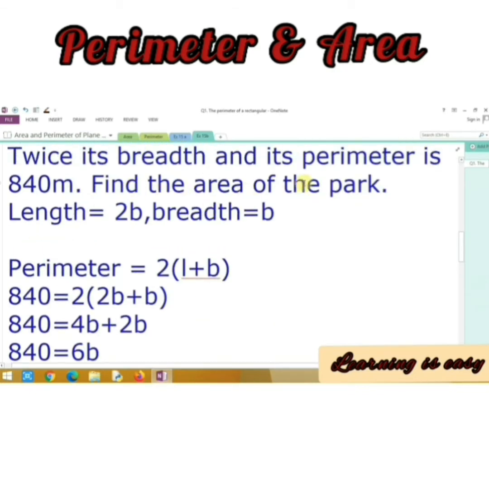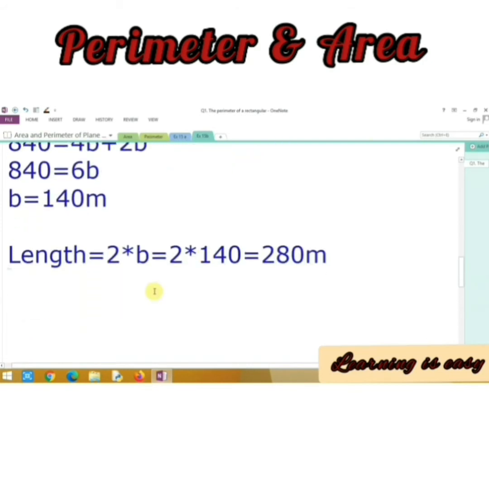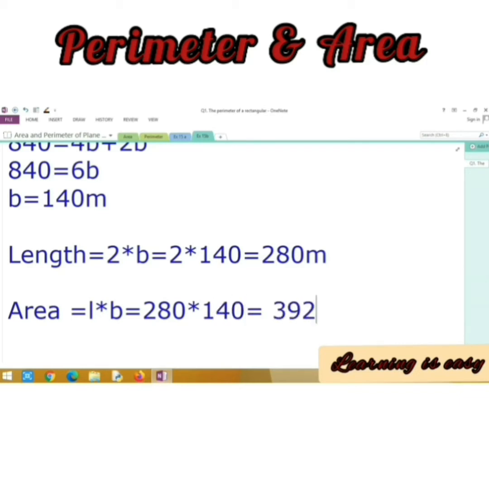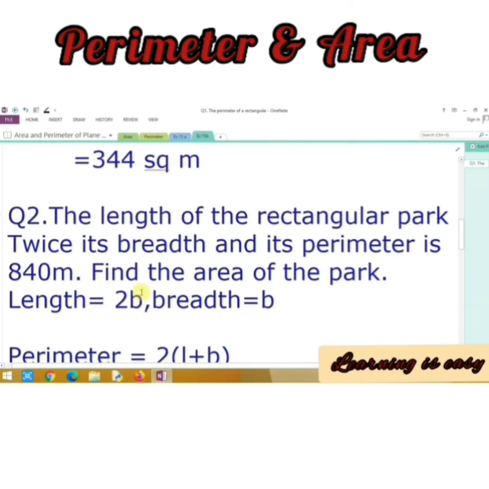So now we got the length and breadth. We can calculate the area of the park, which is going to be a rectangular park. So L into B. So 280 into 140. That's going to be 39200 square meter.